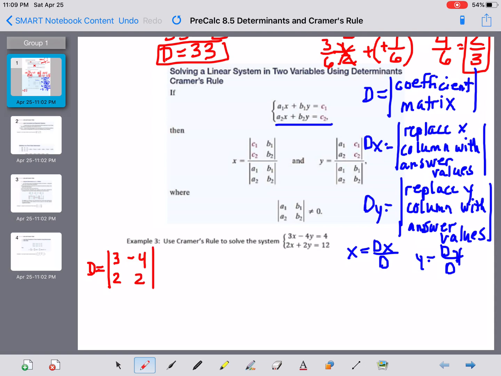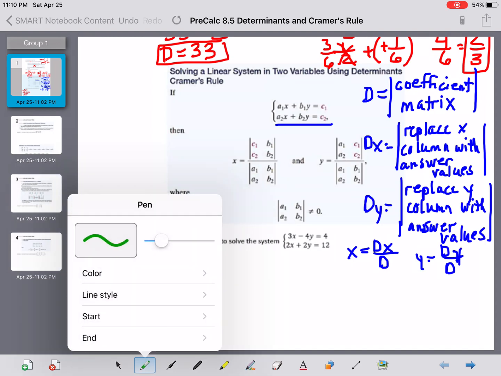I'm going to use this to now define my determinant. So my determinant is my front diagonal, 3 times 2, minus my back diagonal of -4 times 2. So I get 6 minus -8. When I do minus a negative, it becomes plus, and I get 14. So my D is going to be 14. Right now, it's not part of my solution, but it's going to help me find my solution in a little bit.